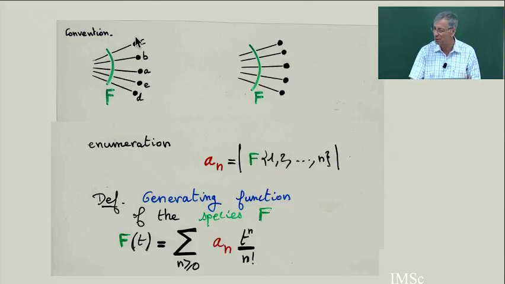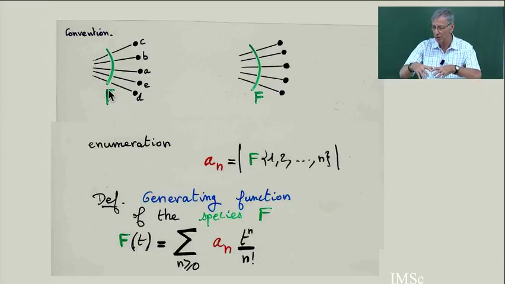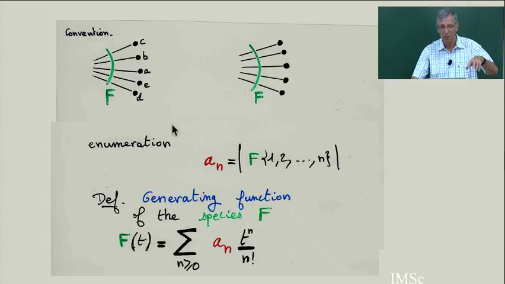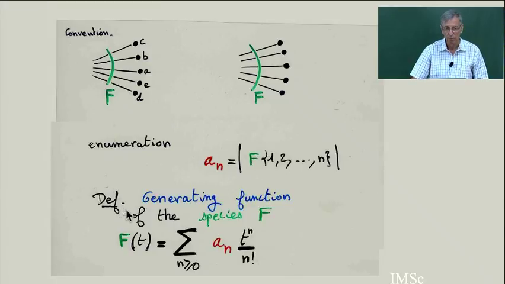Intuitively, what is a species? You have a certain set of labels 1, 2, 3, 4, 5, or A, B, C, D, and this picture means that on this set of points, I am going to put a certain combinatorial structure. It can be a graph, a tree, a permutation, anything. So you put a structure F on this set of points, and then I want to enumerate the number of such structures, which you call an F structure. F can be permutation, or involution, or permutation with no fixed point, etc. And then you have the generating function of the species.